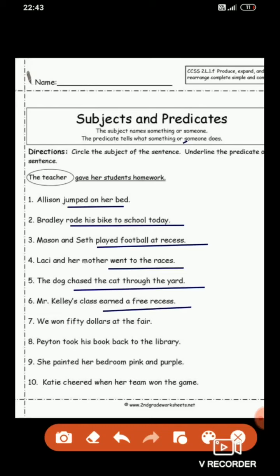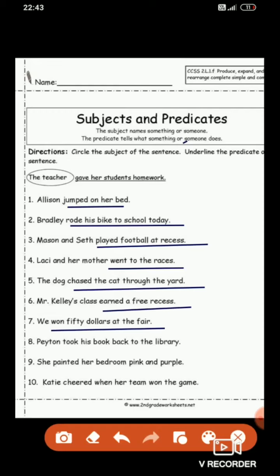Next, we won $50 at the fair. Now, the first thing you need to do is recognize the verb. What is the verb? Won. So, won $50 at the fair, that is the predicate. Whereas we is a pronoun. Pronoun means what? The word which is used in place of a noun is known as a pronoun. So, we is the subject. Who won $50 at the fair? You ask the question on the predicate, you will get the subject as an answer.